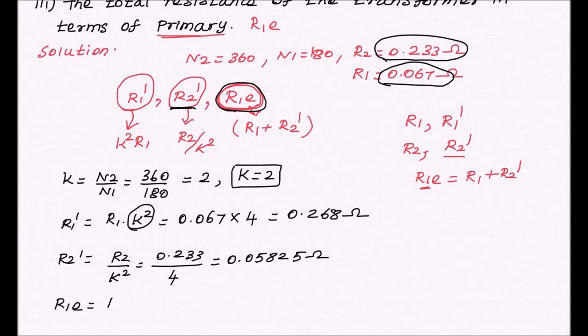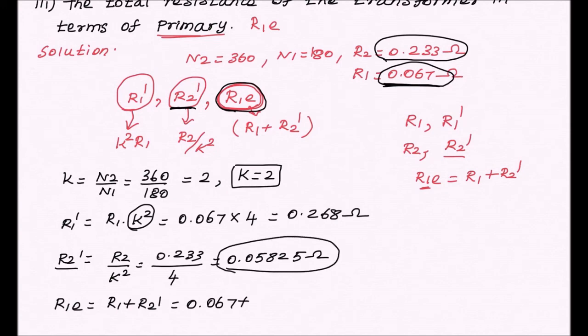So which is R1E is equal to R1 plus R2 dash. R1 is given as 0.067 ohm. So substitute this 0.067 plus R2 dash we have calculated as 0.05825. If you add these two, you will get 0.12525 ohm.